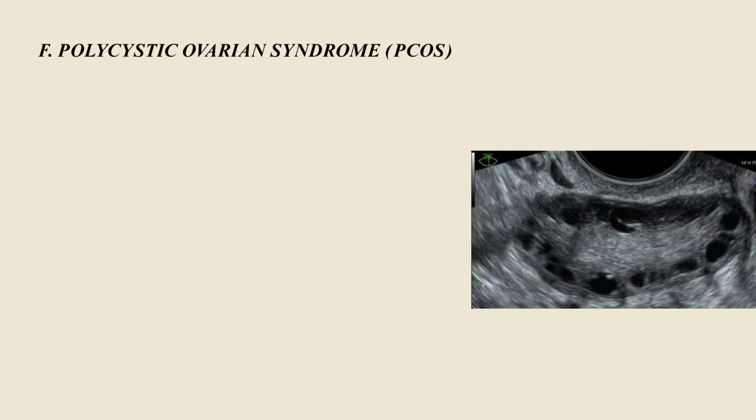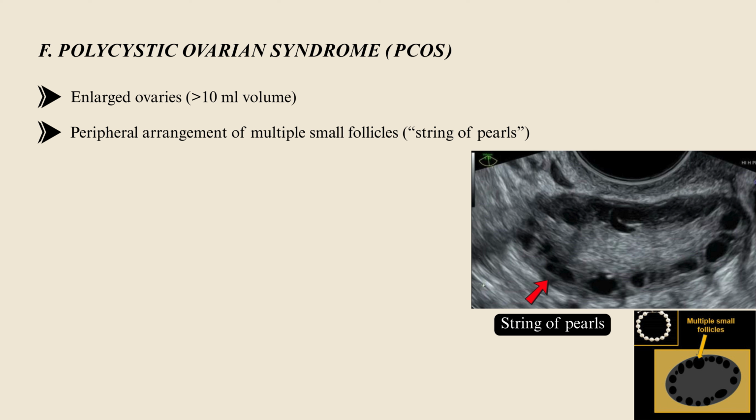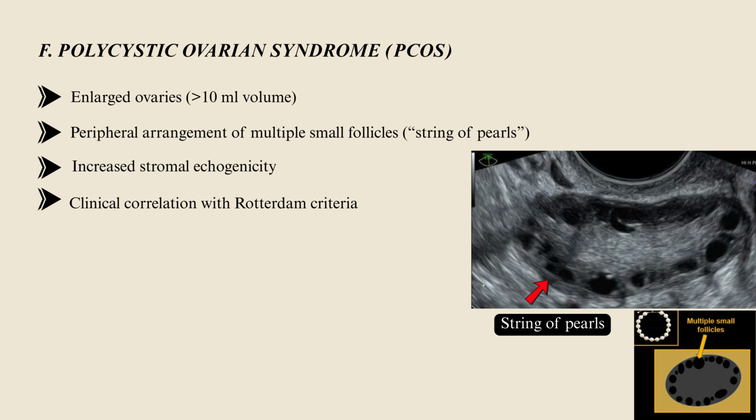Polycystic ovarian syndrome or PCOS, in which ovaries are enlarged, that is more than 10 ml in volume, and peripheral arrangement of multiple small follicles is there, which is called string of pearls appearance, increased stromal echogenicity, and clinical correlation with Rotterdam criteria.